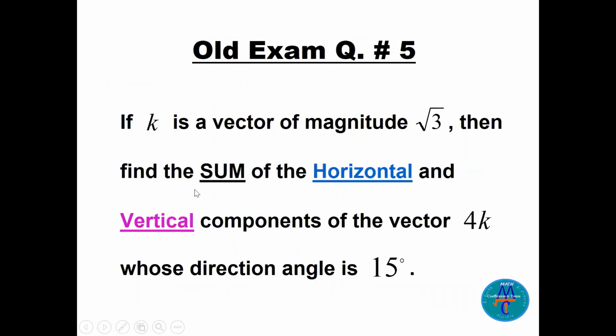Question number 5: if k is a vector of magnitude square root of 3, that's given, then find the sum of the horizontal and the vertical components of the vector 4k, whose direction angle is 15 degrees. So the direction angle of 4k is 15 degrees. Right? This is a nice question.